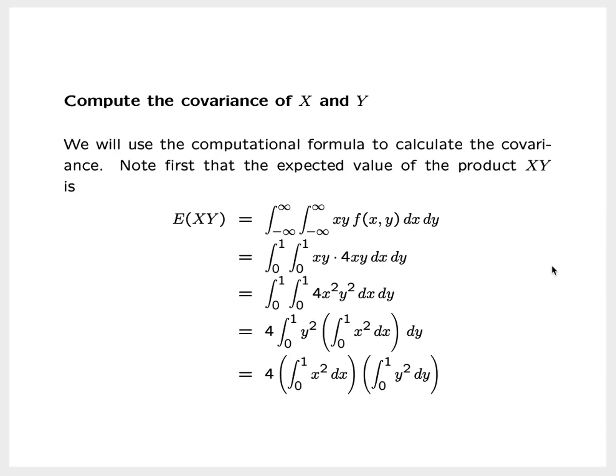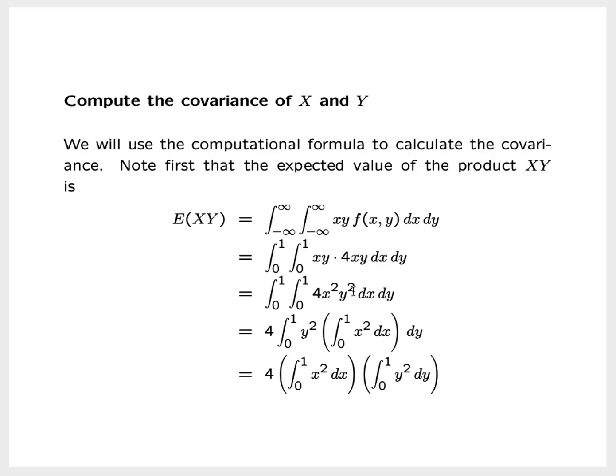All right, now let's compute the covariance of x and y. We're going to use the computational formula to calculate the covariance. Note first that the expected value of the product x times y is given by the following. By definition, the expected value of x times y is equal to this double integral over the entire plane of x times y times the joint PDF. This simplifies to the double integral over the unit square of x times y times 4x times y. That's the expression for the joint PDF over the unit square.